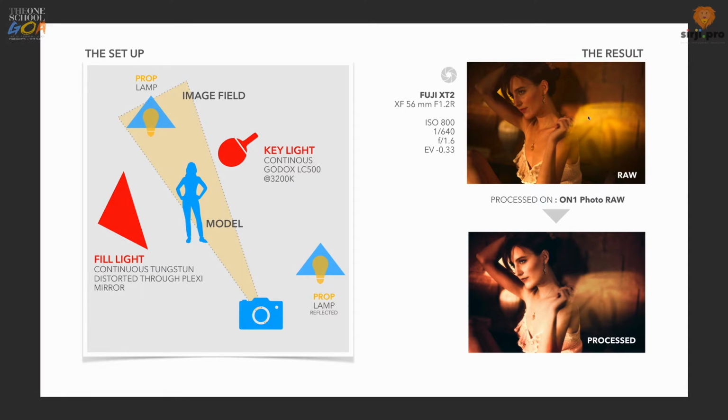On the top right, you see my raw image from my Fuji X-T2. I used a 56mm 1.2 at f1.6. The shallow depth of field gives it a cinematic look.